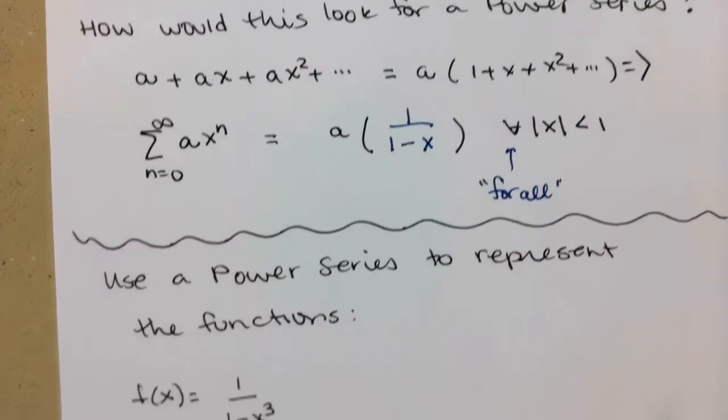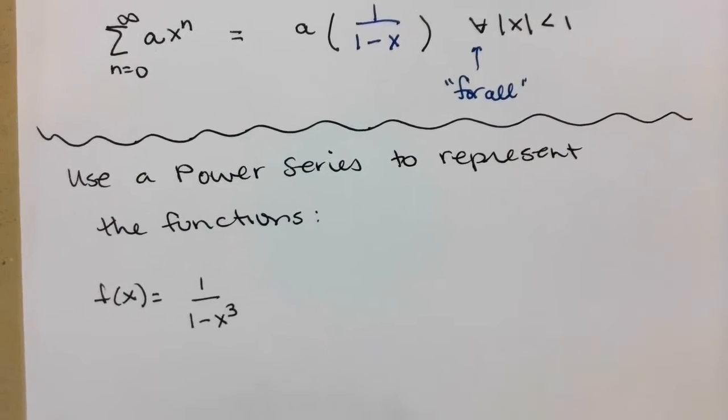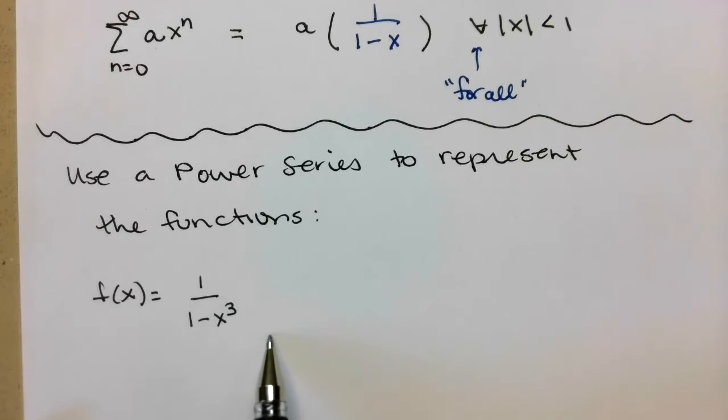So let's see how this could possibly work. I have this function here, 1 over 1 minus x cubed. It's not a bad function, but if I had to do a lot of calculations on it, it might be kind of tedious because I've got cubing, I've got a subtraction, and I've got a fraction. So if I could come up with a power series that represents this function, that infinite polynomial might be easier for me to deal with.